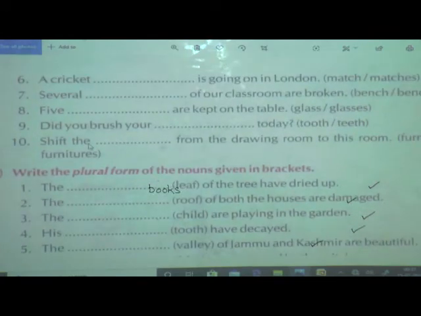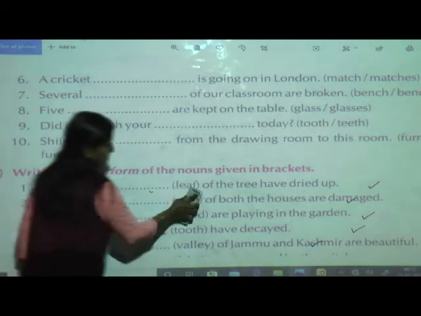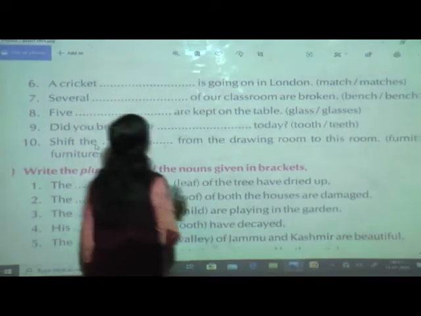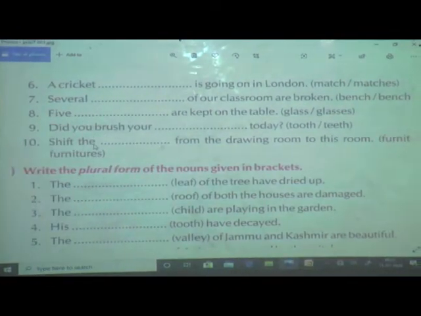Okay. Ready students with page number 27? Chalo, you solve on your own 6, 7, then 8, 9, 10.